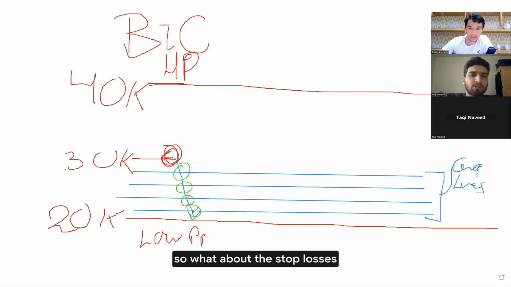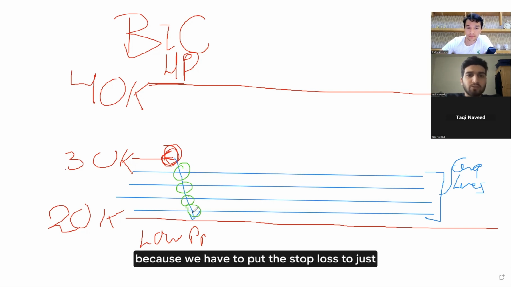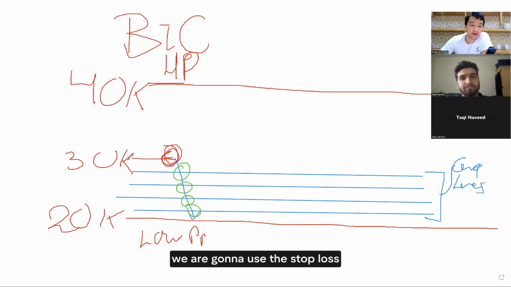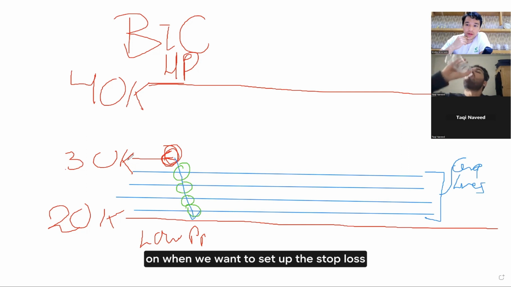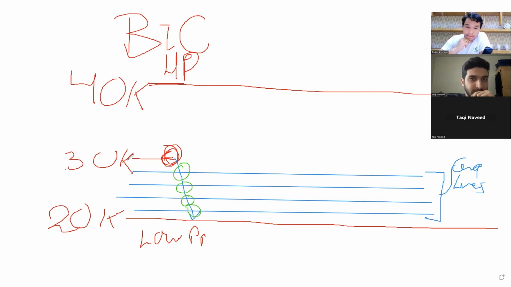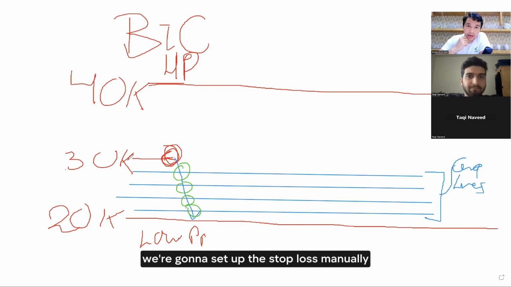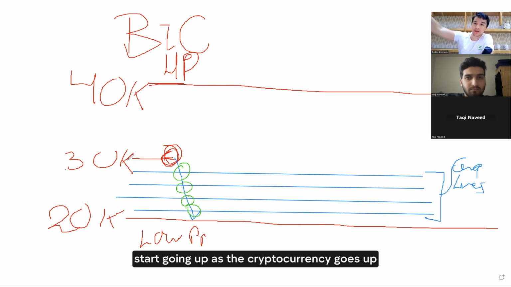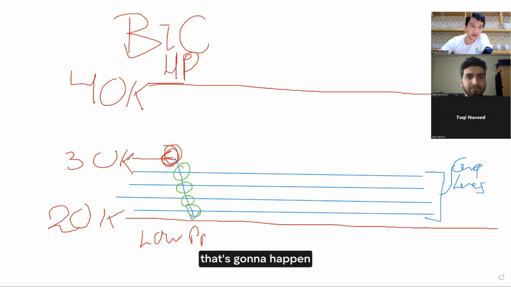Okay, so what about the stop losses? Because we have to put in a stop loss to keep our capital safe. We are going to use the stop loss, but we have to be strategic about when we set it up. Will we do it manually or will it be done by the bot itself? We're going to set up the stop loss manually, and then the stop loss will start going up as the cryptocurrency goes up. That's going to happen on autopilot. But this is the main idea about the bot.